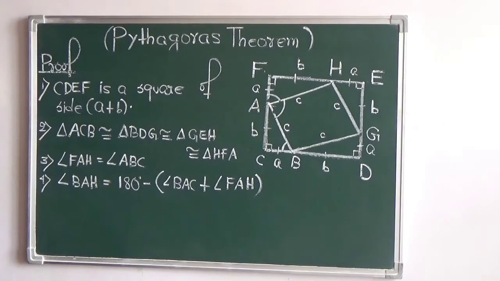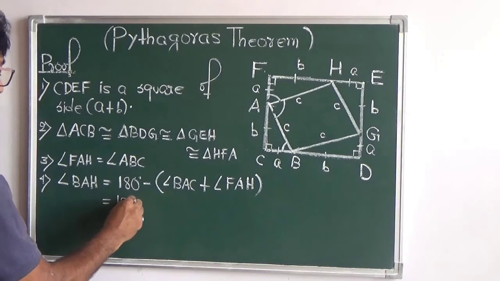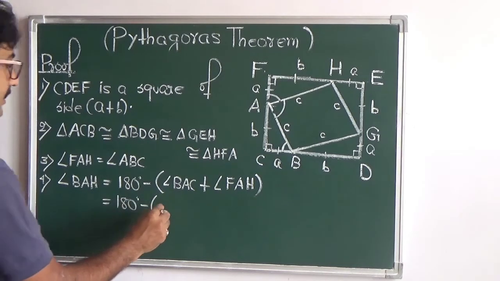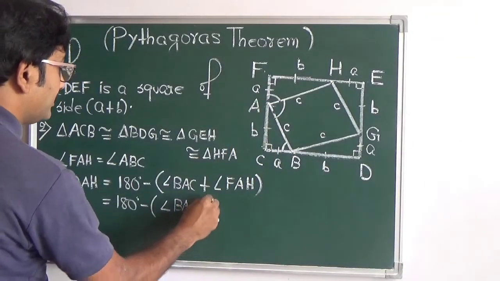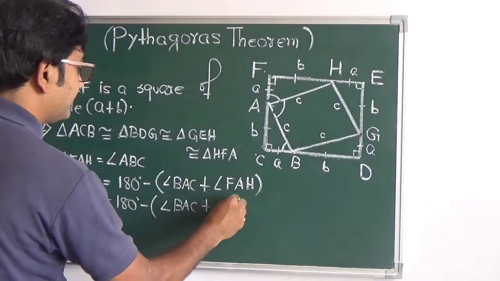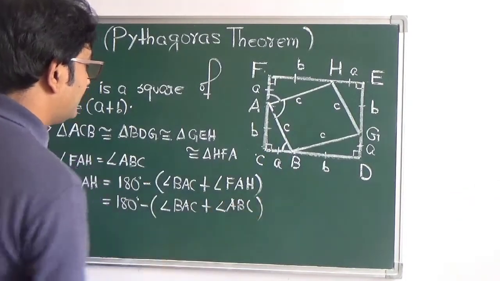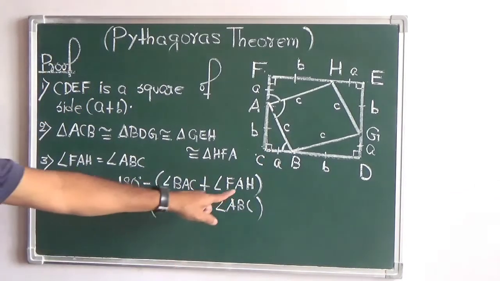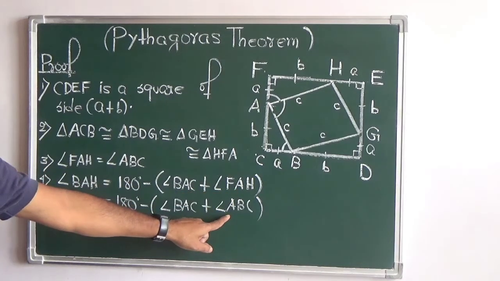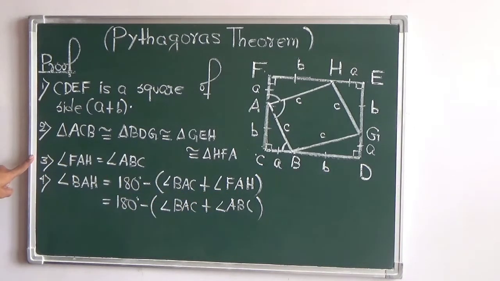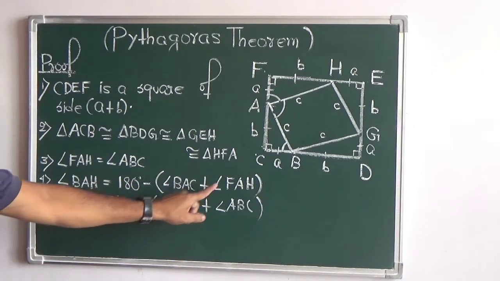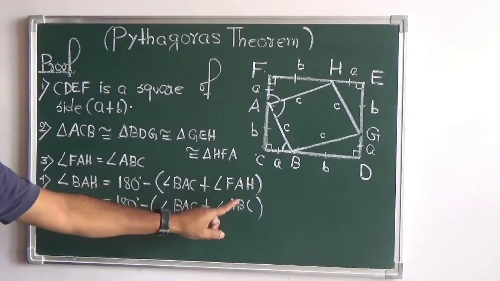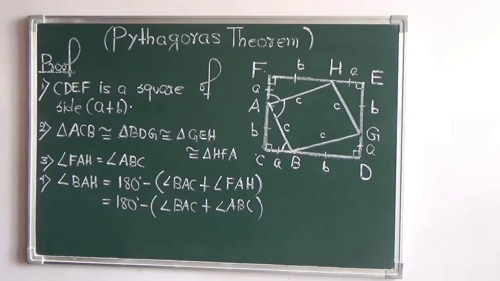So now you can write here, this is equal to 180 degrees minus angle BAC plus angle ABC. Can we write angle FAH in place of this? I have written angle ABC. Why? From point number 3. Angle FAH equals angle ABC, right? So angle BAC plus angle ABC in place of FAH, from point number 3.